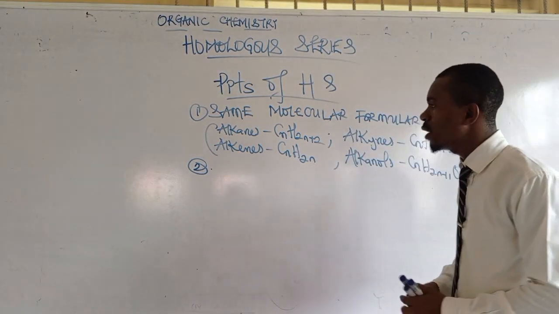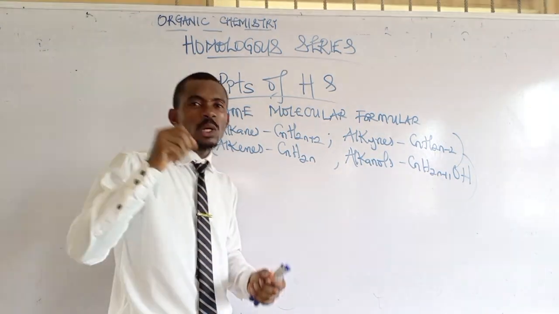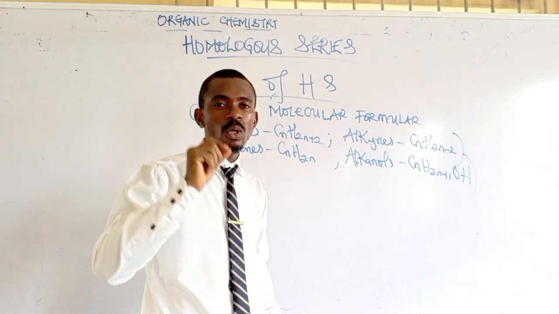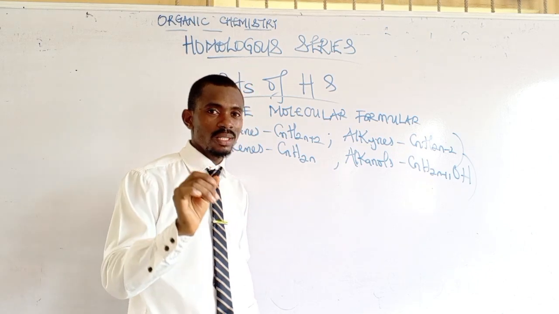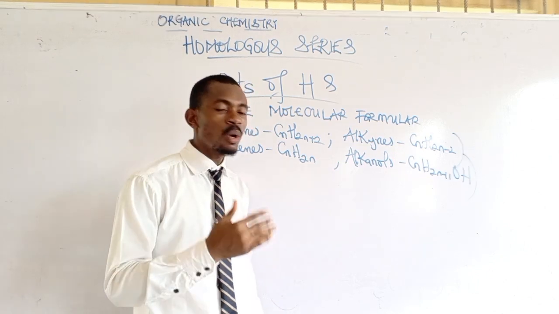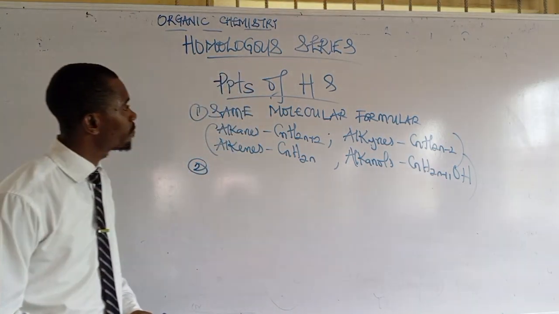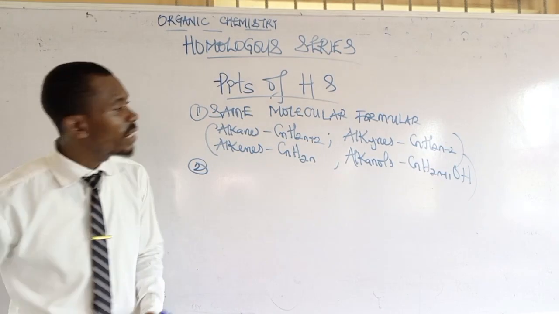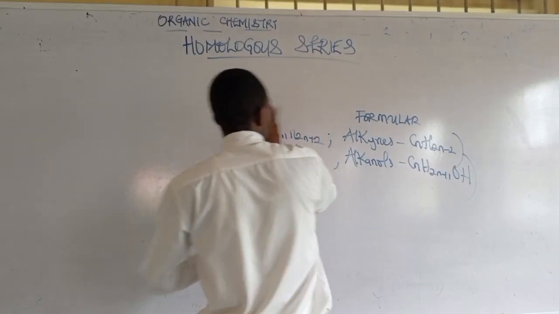The next is that, because they have the same functional group, and the functional group determines the chemical properties of a compound, they will all have the same chemical properties. The other one is that they will also have the same physical properties. So this is generally the property of homologous series.